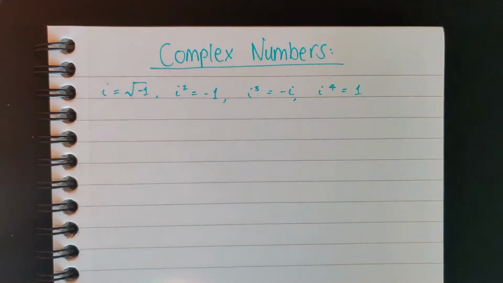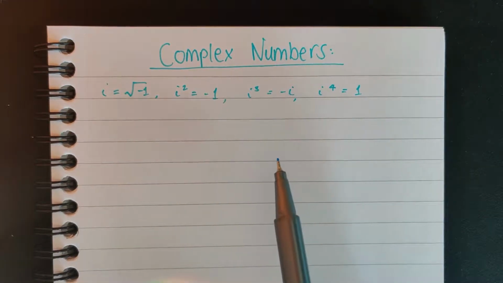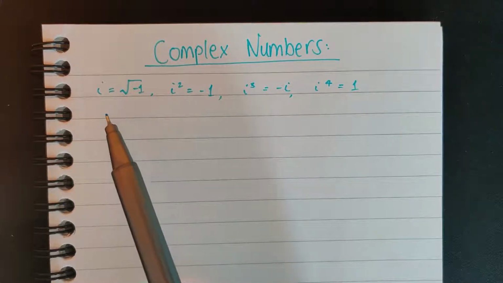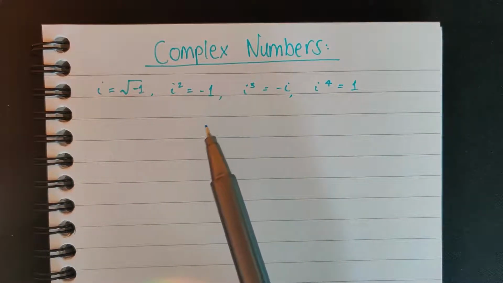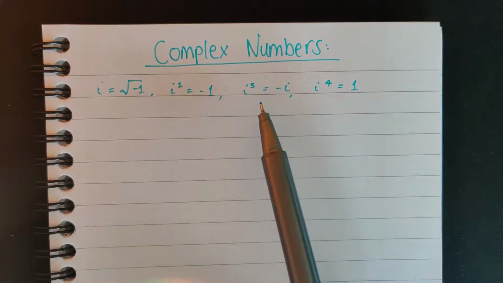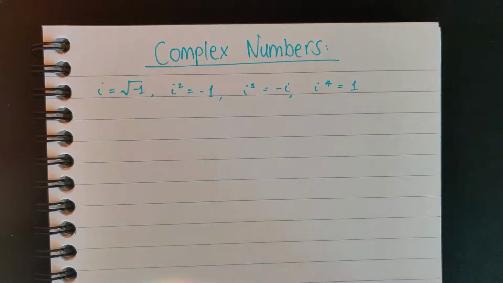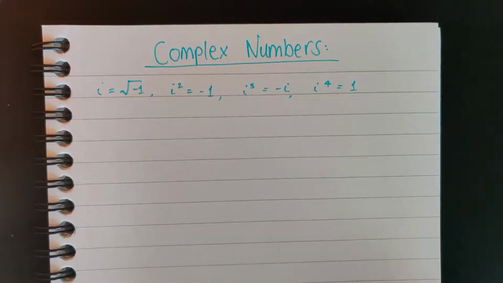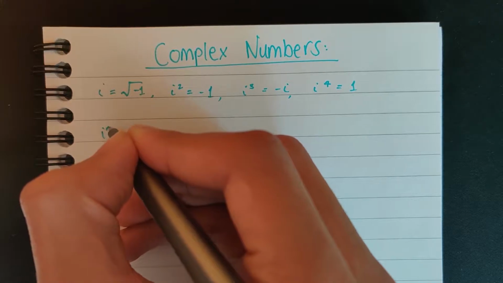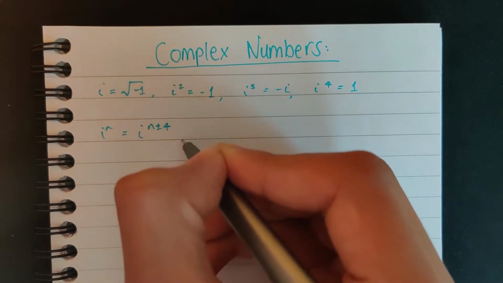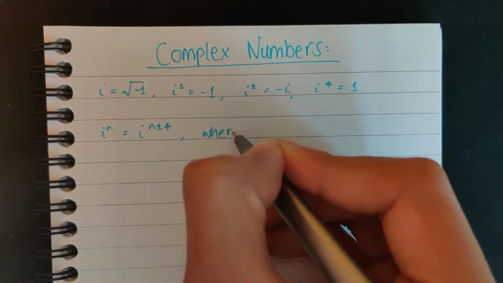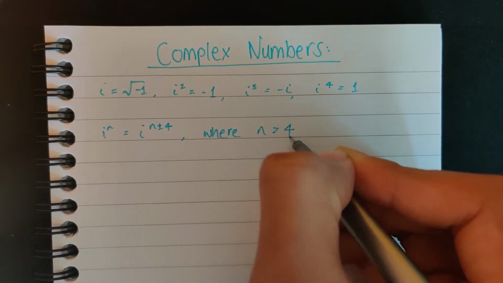From i to the power of 5 onwards, the result will essentially loop back from the beginning. So i to the 5 will equal i to the 1, i to the 6 is the same as i to the power of 2, i to the 7 is the same as i to the power of 3, and so on. If we were to use algebra to note this, we could say that i to the power of n is equal to i to the power of n plus or minus 4, where n is greater than 4.